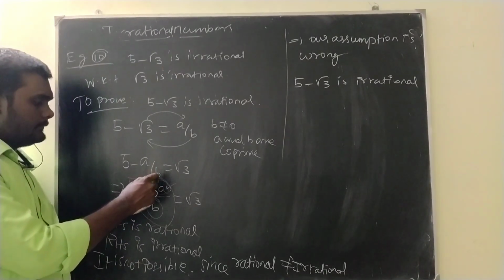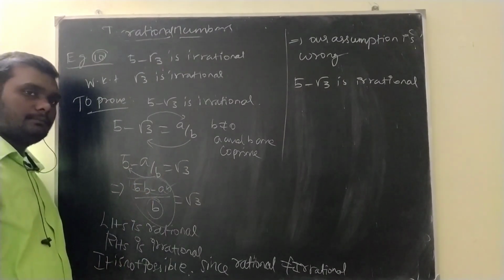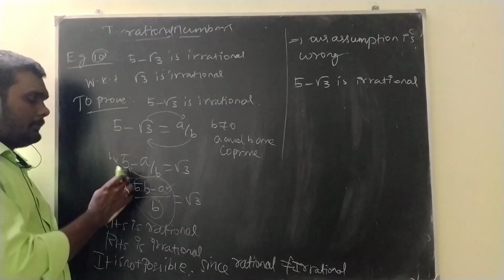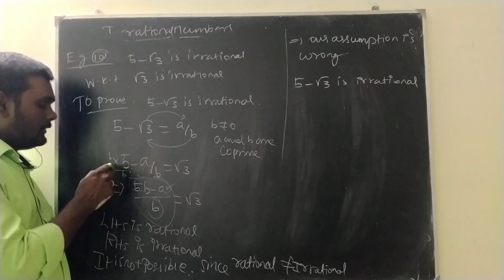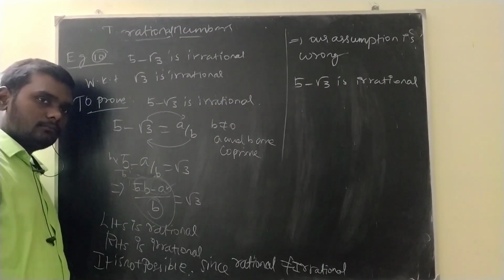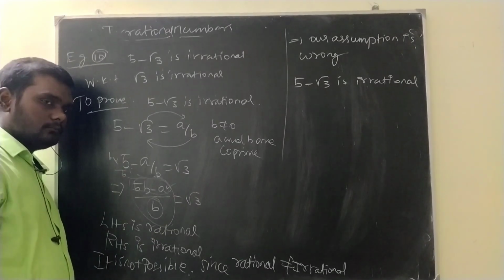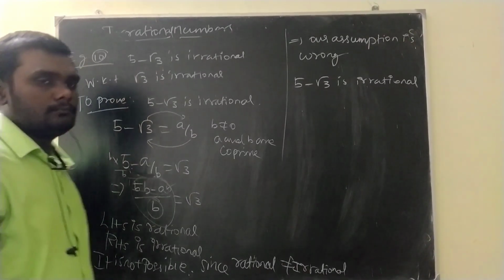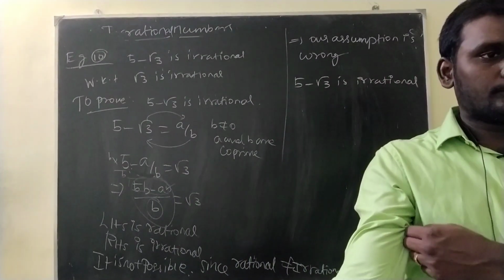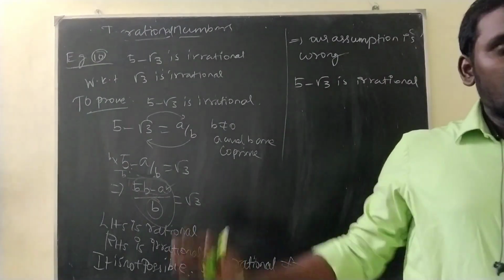Cross multiply, man. Same denominator. Here into b by b, we'll take the common denominator. So (5b minus a) whole divided by b. Okay. Shall I erase this?